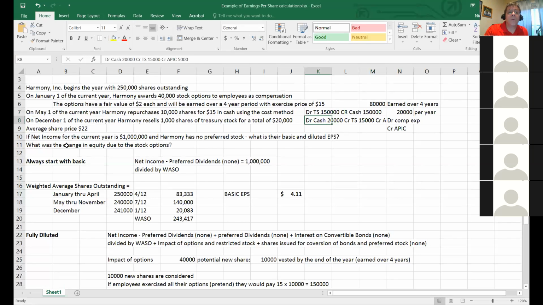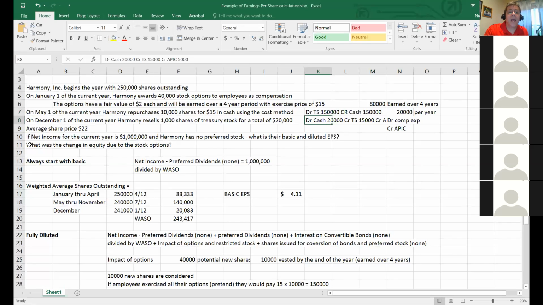So we have already answered, well, the average share price is $22. What is the price that the employees can exercise for? $15. That's some point. We'll return to that idea in just a minute. Okay. We know what the net income is, so we can calculate our earnings per share. And we have no preferred stock, so no preferred dividends, making our EPS a little bit simpler.